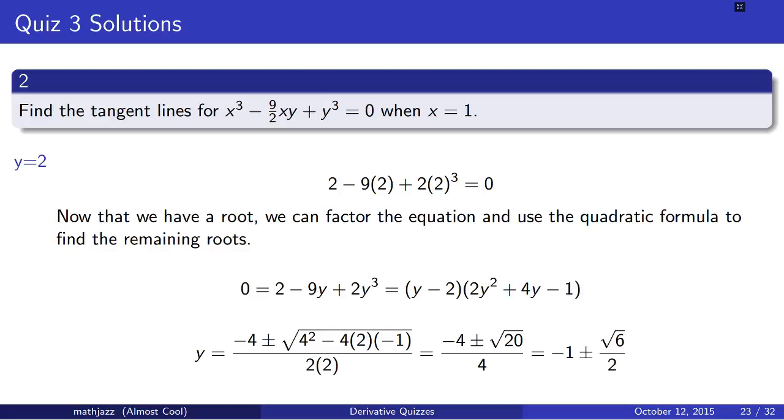So we use the quadratic formula on this 2y squared plus 4y minus 1 polynomial, and we find that its roots are -1 plus or minus the square root of 6 over 2. So now we have all three roots of our polynomial, which are 2, -1 plus square root of 6 over 2, and -1 minus square root of 6 over 2.